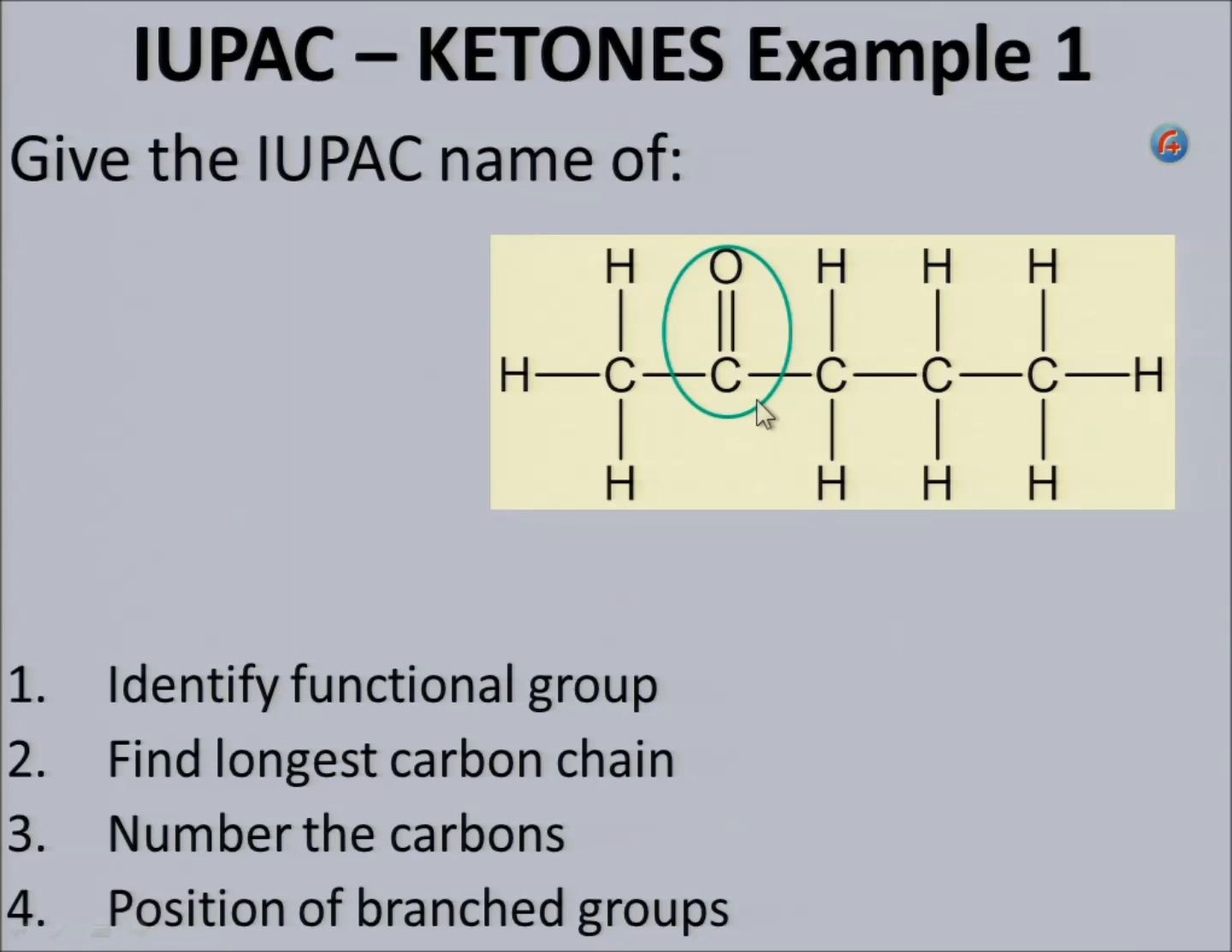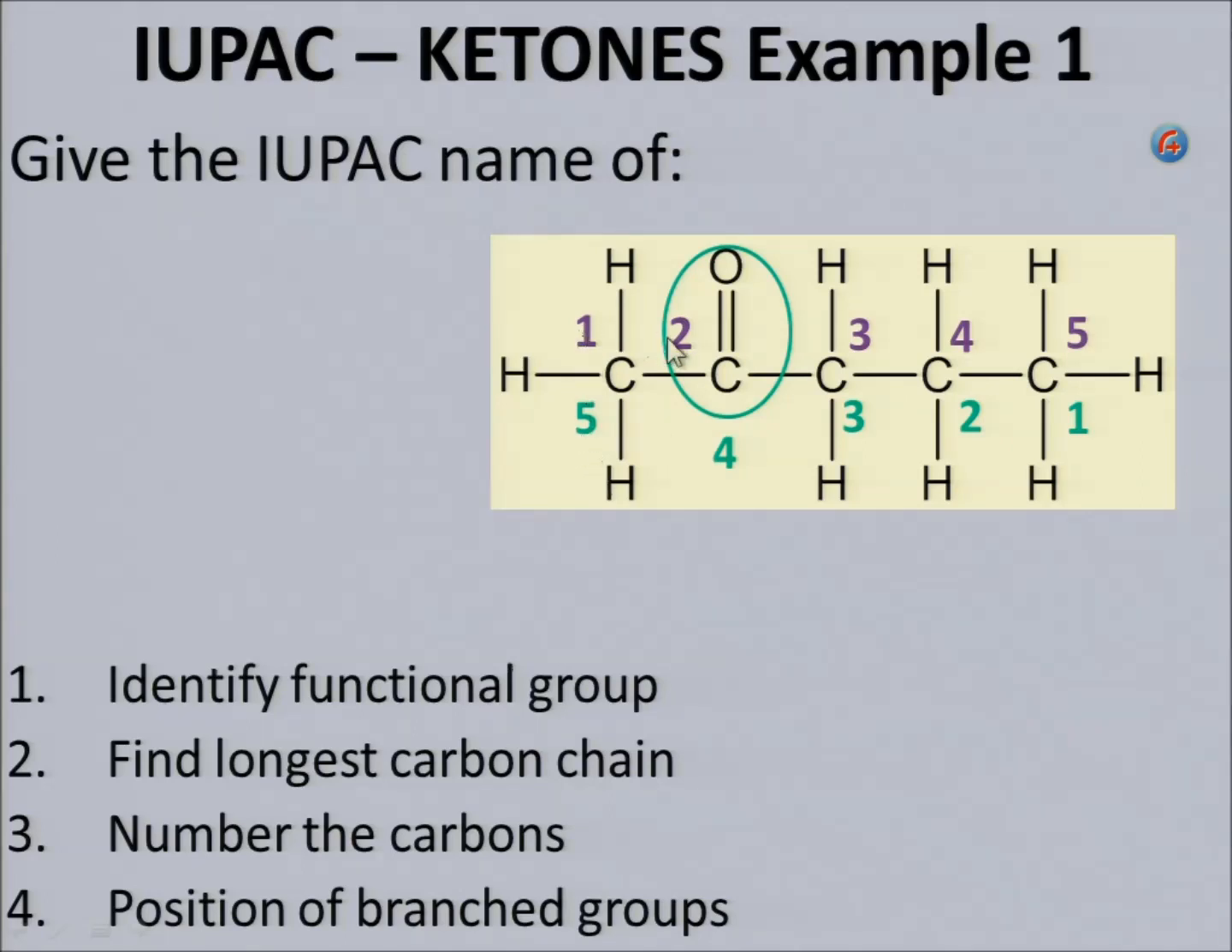This is a ketone. Why? Because it's bonded to 2 other carbons, one on either side. That means that this carbonyl group is in the middle of the chain, and that makes this molecule a ketone. Next thing, number your carbons. If you number from the left-hand side, you have the purple numbers. If you number from the right-hand side, you have the green numbers.